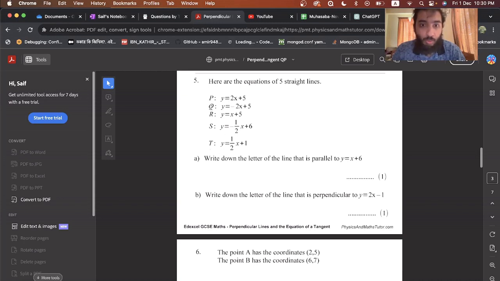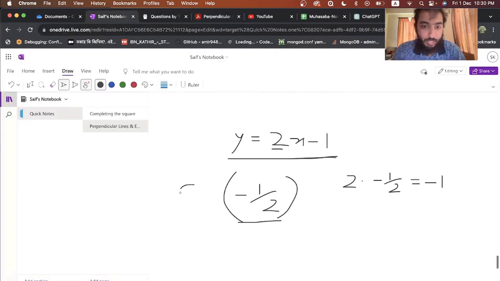P has a slope of 2, Q has a slope of minus 2, R has a slope of 1, S has a slope of minus half, and T has a slope of half. So S is the answer. S has a slope of minus half.